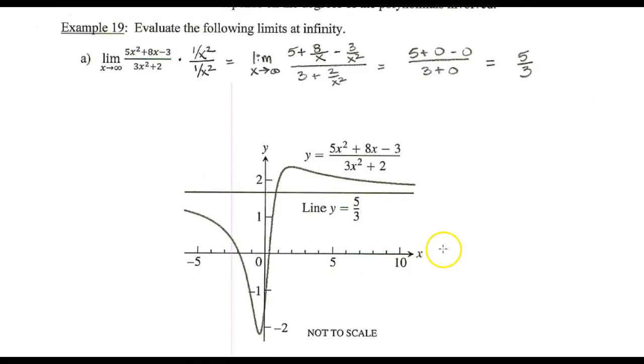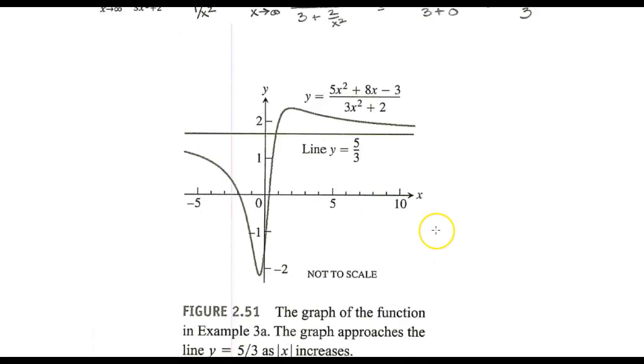And if you were to look at a graph of this function, this graph is not to scale, but what you can see is that as x gets closer and closer to infinity, as x gets really big, this graph is approaching an asymptote at y equals 5/3. So this function is getting closer and closer to 5/3 as x approaches infinity.